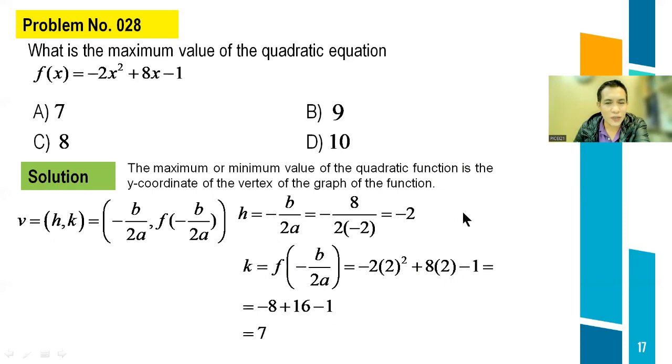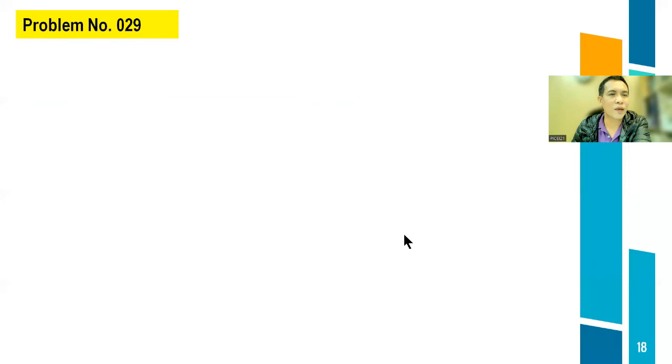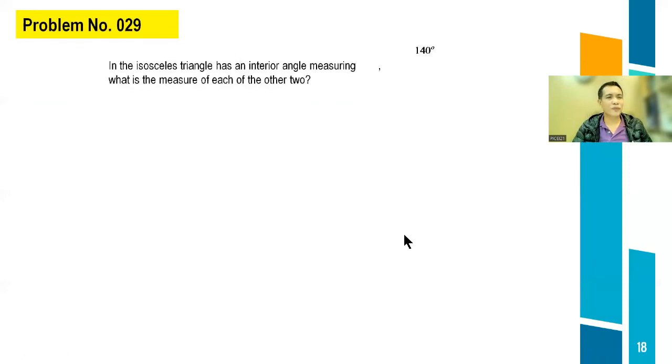So the answer is 7 because h corresponds to the x value, and k corresponds to the y value for the vertex of this quadratic function. Meaning the vertex of this quadratic function is 2, 7. 2 for x, and y is 7. Of course, the maximum value is 7. All right. Let's go to the next. Problem number 029.